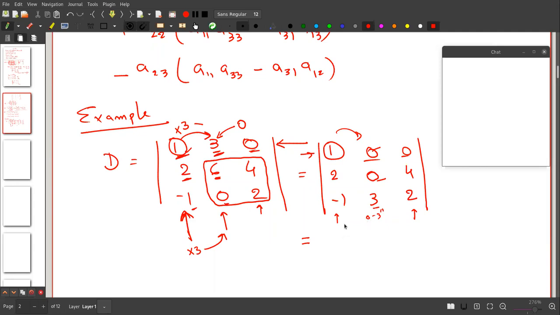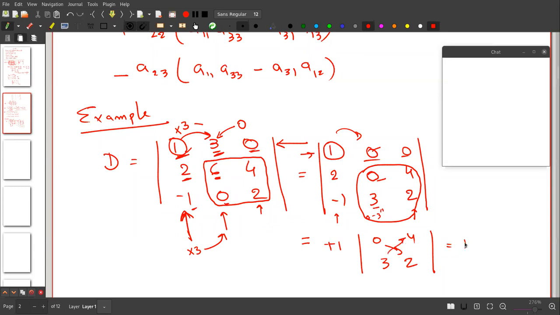Okay. So now if I have to calculate the determinant of it, what it will be? It will be plus 1. It will be plus 1. And what will be the minor of this? It will be 0, 4, 3, 2. Now what we have to do? We multiply this minus this. So 1 multiplied by 0 minus 12 equals to minus 12. Easy, na?